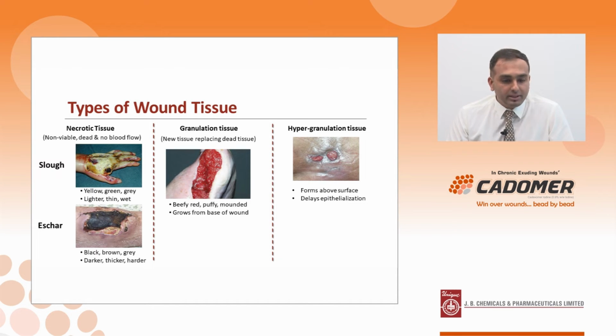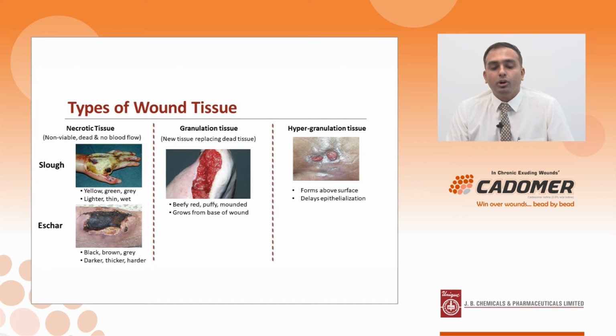You can clearly see from the diagram the yellow colored patch, which is nothing but slough. So, what is slough? Slough is a type of necrotic tissue which is yellowish, greenish, grey in color. It is lighter, thinner, and wet. Gradually, as this slough becomes older, it becomes more dried and more thick, and then it becomes leathery and black in color. That is when that type of necrotic tissue is called eschar. You can see from this diagram that eschar is a black, brown, grey colored necrotic tissue.